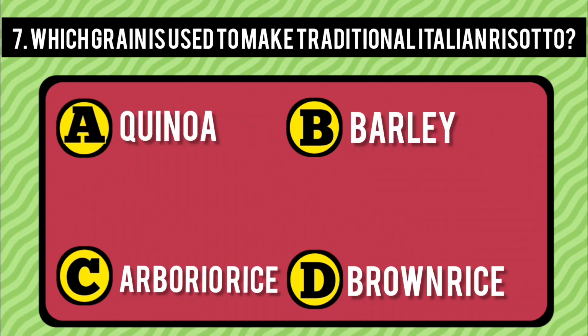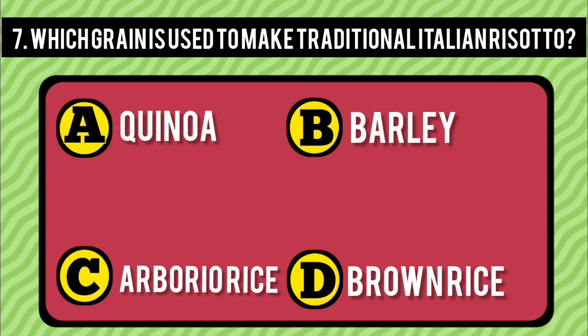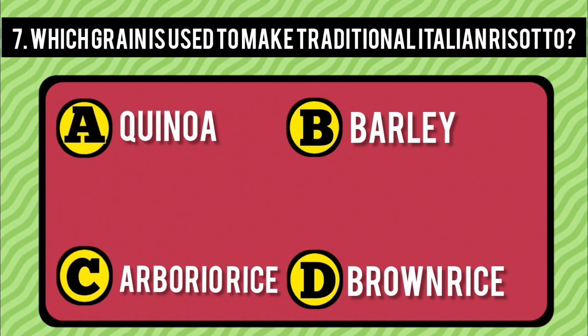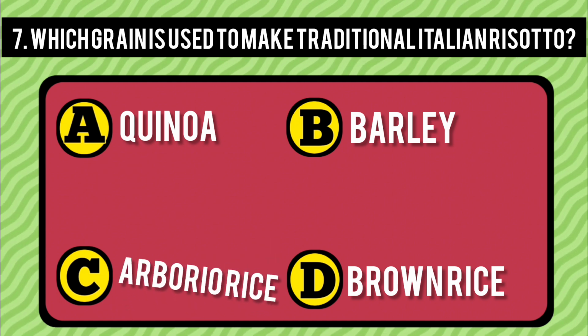Which grain is used to make traditional Italian risotto? A. Quinoa. B. Barley. C. Arborio rice. D. Brown rice. The right answer, arborio rice.